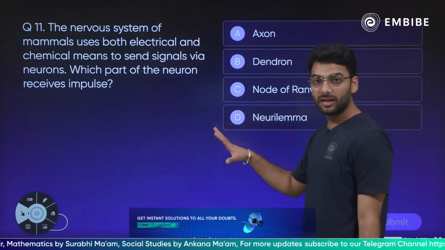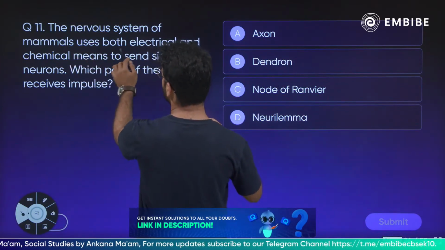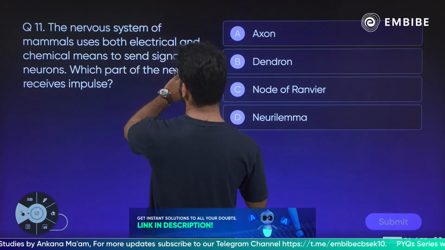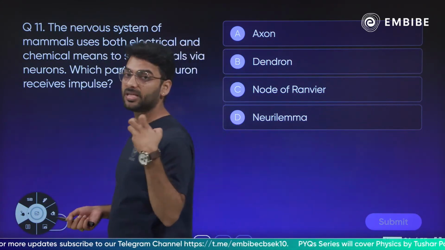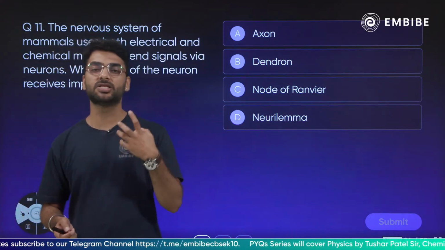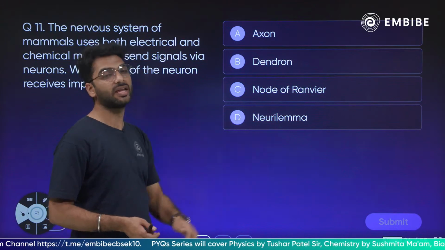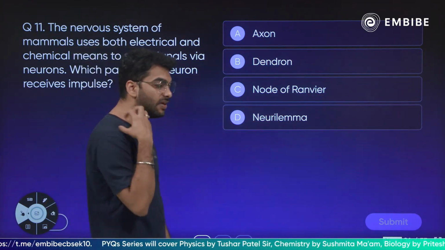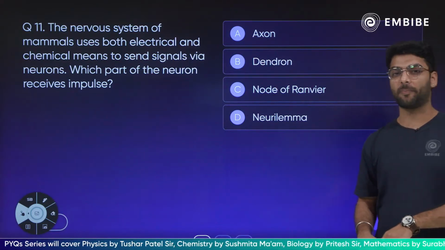So let us now see question number 11. The nervous system of mammals uses both electrical and chemical means to send signals via neurons. Which part of the neuron receives the impulse first? सबसे पहले impulse कौन receive करता है? Axon, dendron, nodes of Ranvier या neurilemma? Who receives the impulse first? चलिए, easy peasy Japanesey.